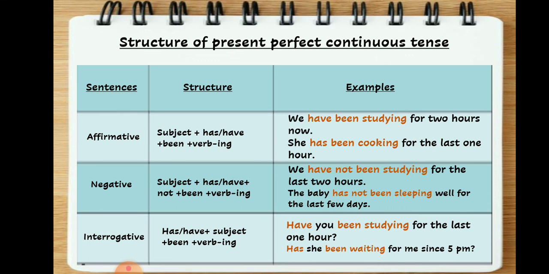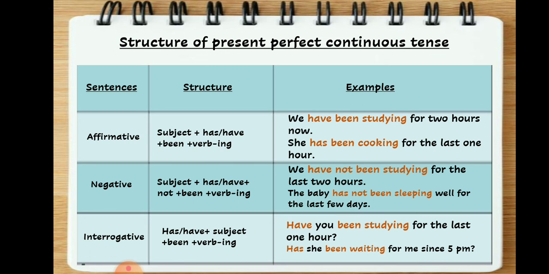In case of negative sentence, we put subject followed by has or have followed by not, then we put been, then the ing form of verb. We have not been studying for the last 2 hours. The baby has not been sleeping well for the last few days.